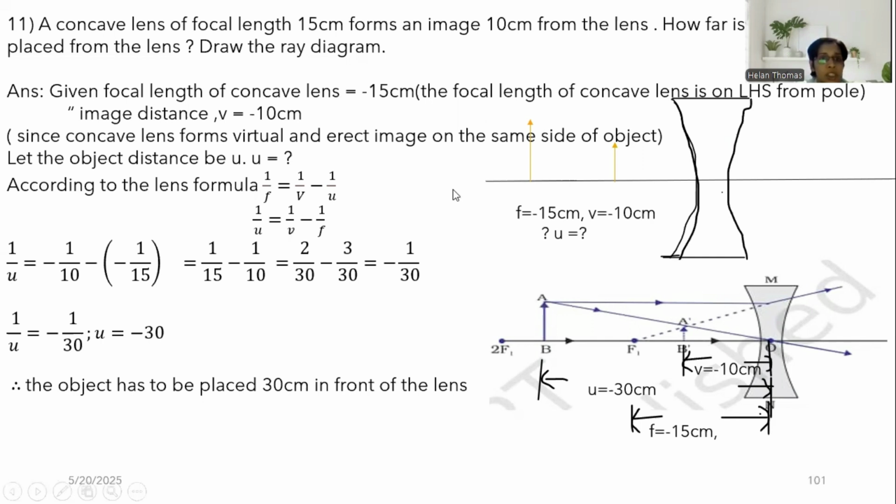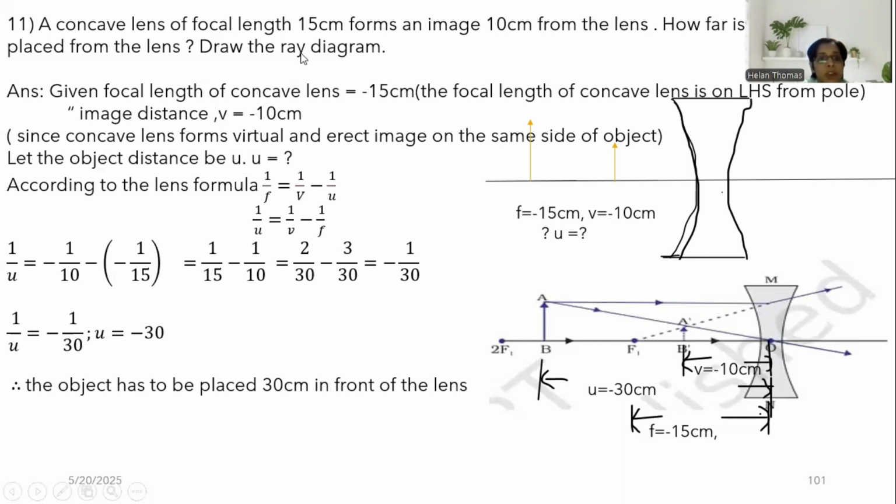Anyway, you know the transposition of these signs, right? 1 by U will come here, so positive. 1 by F will come here. So 1 by V, take it to the other side. So you have minus 1 by V minus 1 by F as your formula. So 1 by U is equal to minus 1 by 10 minus of minus 1 by 15. This minus is there in your equation, and this minus belongs to the value of your focal length. So don't get confused here. So minus 1 by 10 plus 1 by 15.